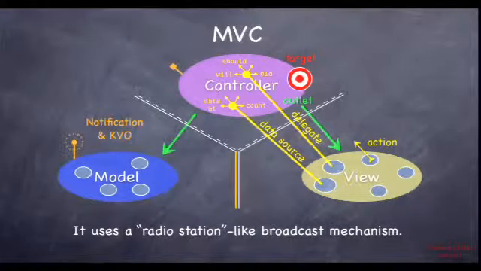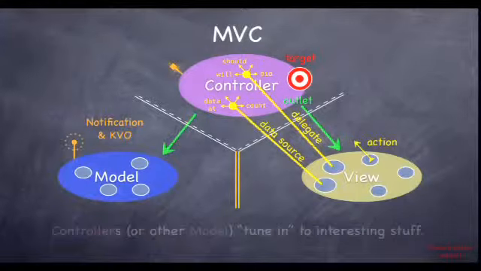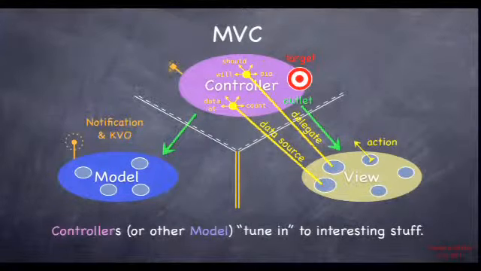All right? And what happens here is the model, when things change, it broadcasts on a radio station that the controller is tuned into, and the controller hears, oh, something changed. I better go ask the model about this. Okay? So it's all completely blind, right? And it's all somewhat asynchronous. It's all happening in the main thread of the application, but it's mostly asynchronous. And so that mechanism happens.